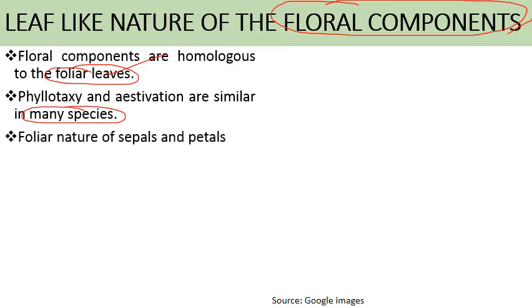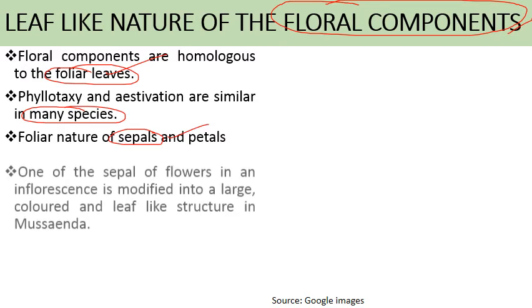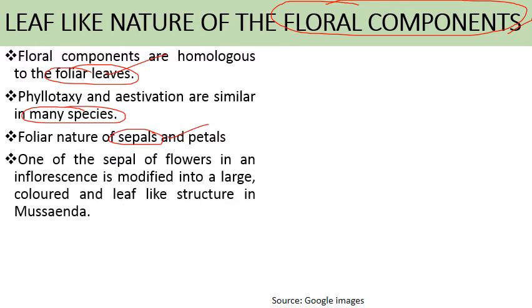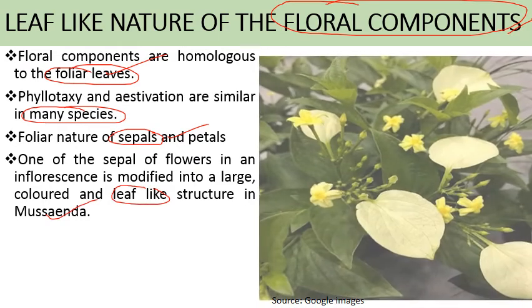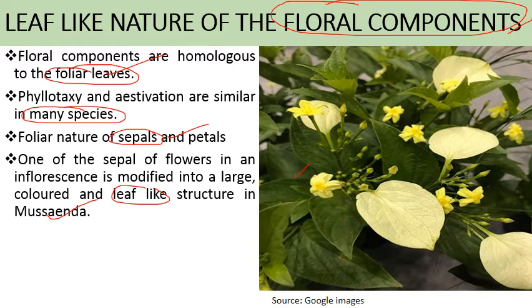Next is foliar nature of sepal and petals. These both structures have foliar nature. One of the sepals of a flower in an inflorescence is modified into a large colored leaf-like structure in case of Mussaenda. So this is a plant of Mussaenda that shows this leaf-like structure, which is a modified sepal. So that also proves the view that these floral parts are equivalent to leaf.